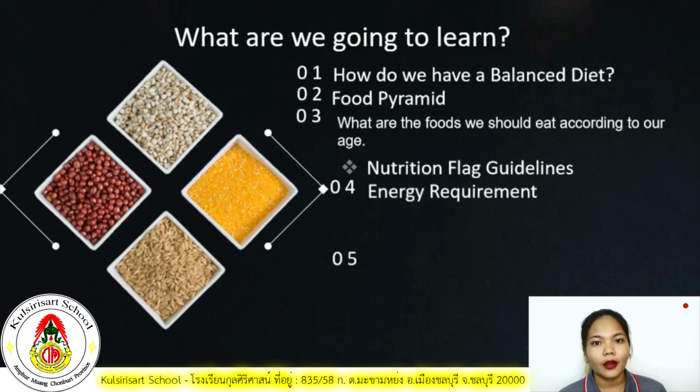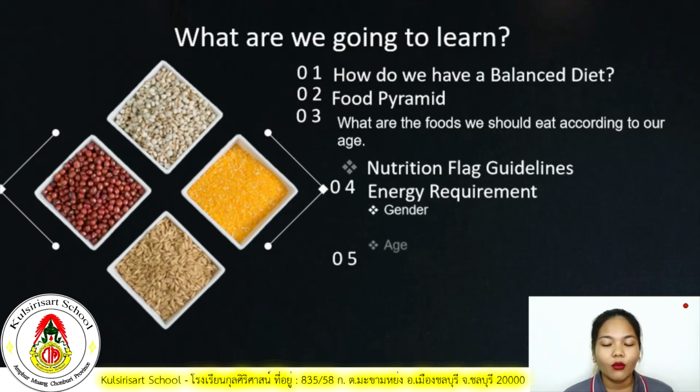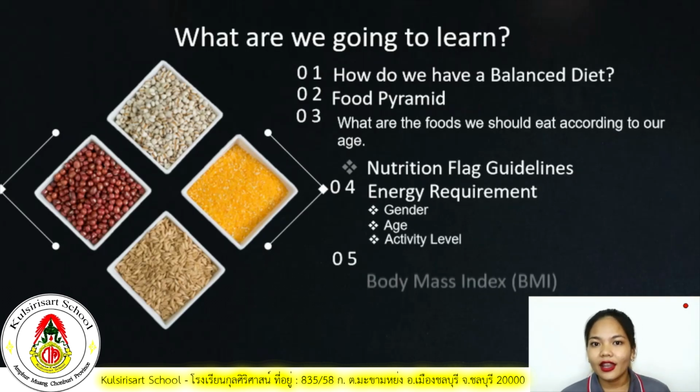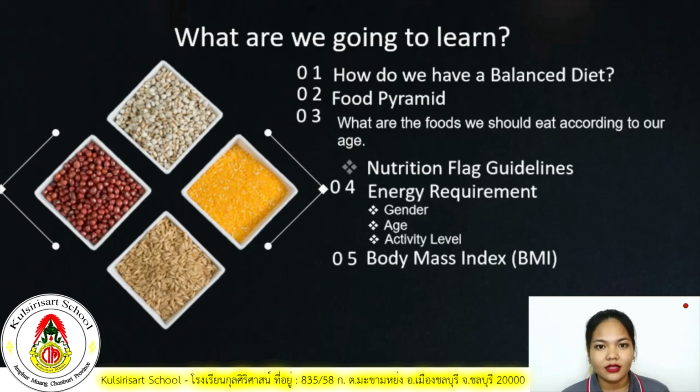And for the fourth part of this discussion, we will discuss energy requirement: what is gender, what is age, and what is activity level. And the last topic for today's video is body mass index. We are going to define what BMI or body mass index is, and I will teach you how to compute your own BMI. So are you all ready? If yes, then let's start.